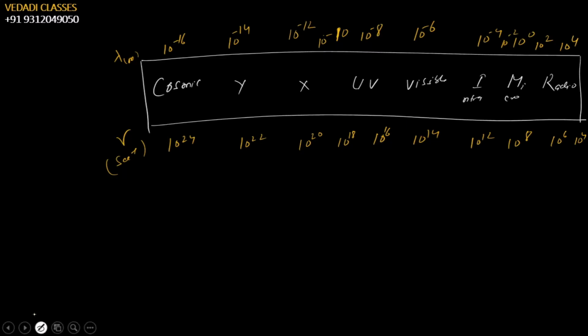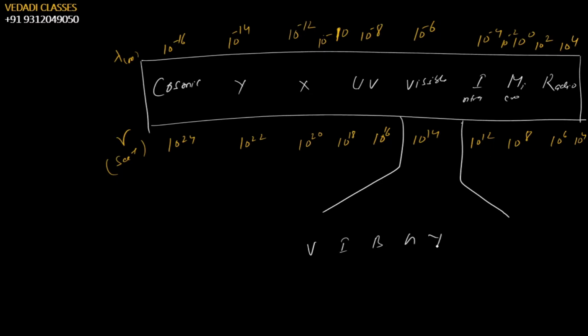This is the visible ray. When you talk about the visible ray, it also has different colors. This is the VIBGYOR, if you remember: violet, indigo, blue, green, yellow, orange, and red.